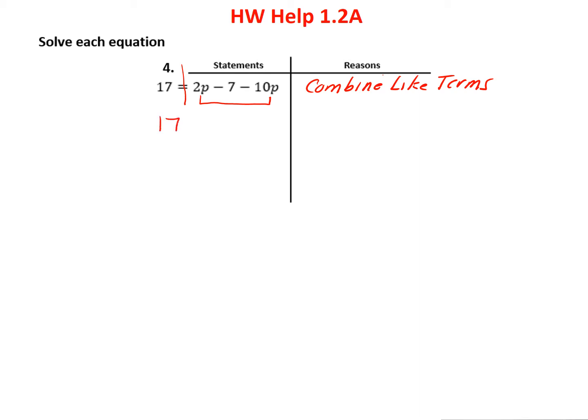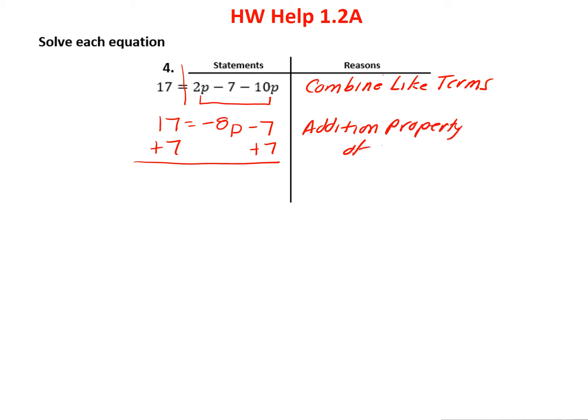So I'm going to have 17 equals -8p minus 7. And now we're back to our 2-step equation. The variable p is being multiplied by -8, and then we're subtracting 7. We want to undo the addition or subtraction first, so the opposite of subtracting 7 is adding 7, and we always have to add it to both sides. And this is because of the addition property of equality. Negative 7 plus 7 is 0. That goes away. 17 plus 7 is 24 equals minus 8p.